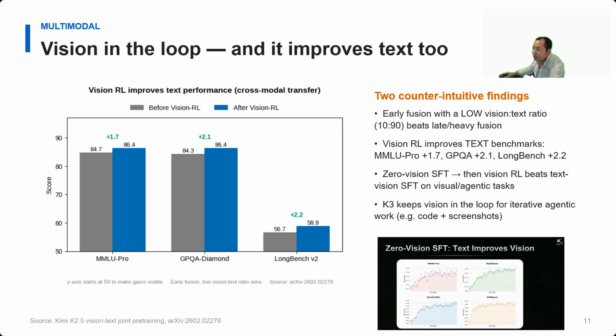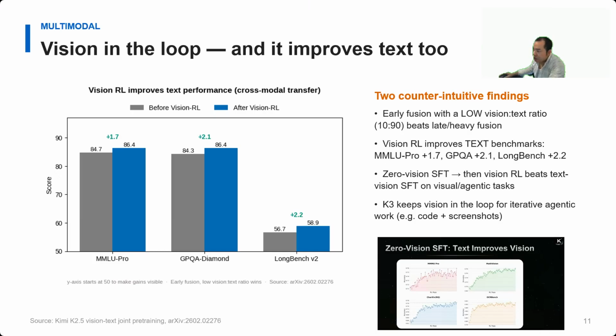A quick but important detour on multi-modality, because two of these findings are counterintuitive. First is how to fuse the vision and text tokens. Given a fixed token budget, earlier fusion with a low vision-to-text ratio, around 10 to 90, actually beats mixing in vision data later or more heavily. So less vision introduced earlier works better.